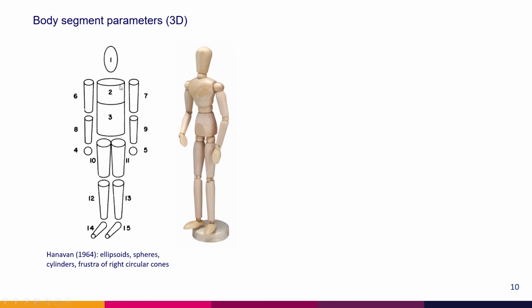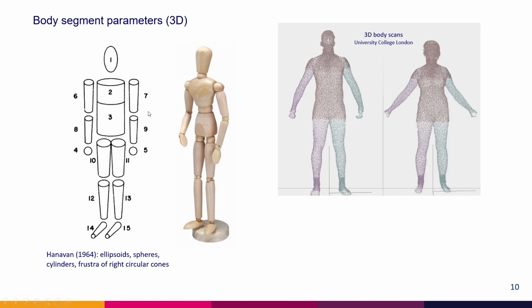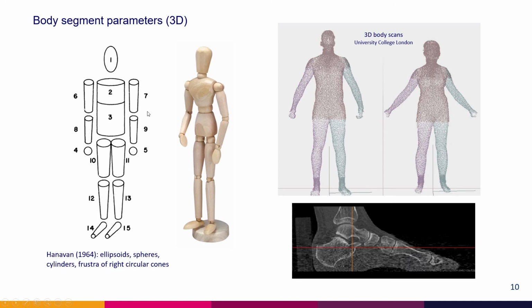And we can go to our engineering tables and look up what the centers of mass are and what the moments of inertia are for these shapes. If we want something more detailed, then we could do some 3D body scans and do person-specific calculations for the parameters, or we could possibly do some medical imaging and work out the parameters from that.